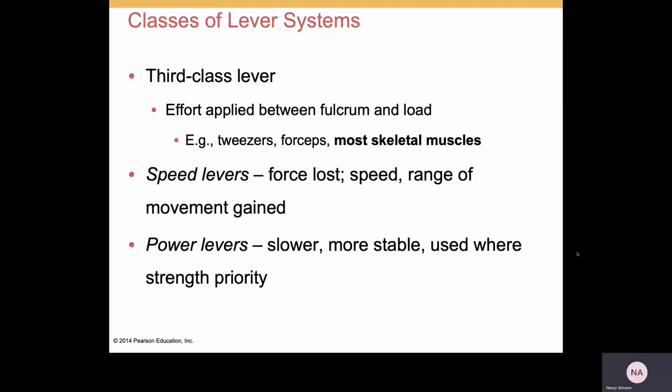We've already talked about speed levers, which means that you're losing force, but speed and range of motion are prevalent. You talk about power levers, you have slower and more stable movement, and these are going to be used where strength is really important. Again, most skeletal muscles are categorized as third-class levers.